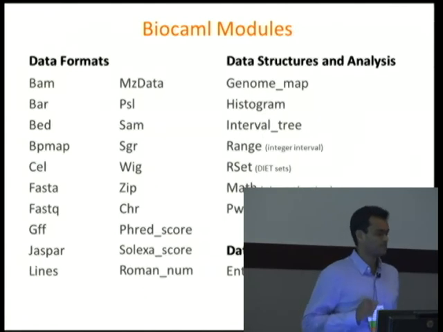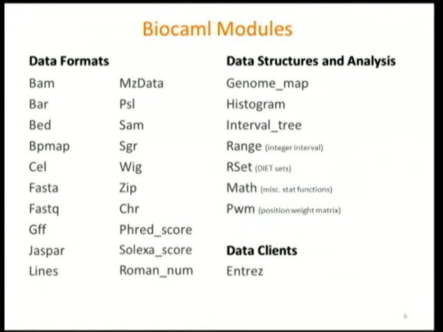So we have several more modules. Mostly on the left you see the library largely consists of parsers and printers for a wide variety of data formats. In addition, we do have a fairly decent amount of data structures for working with genomics data, especially dealing with integer intervals. We do have an Entrez data client, and we're starting to work more on providing access to various data sources that are publicly available.